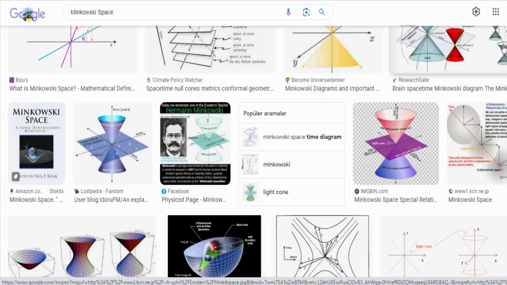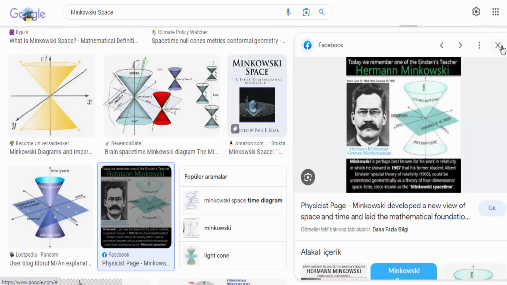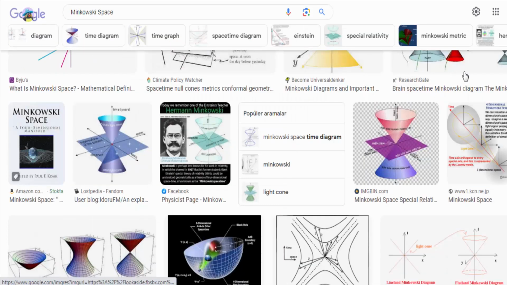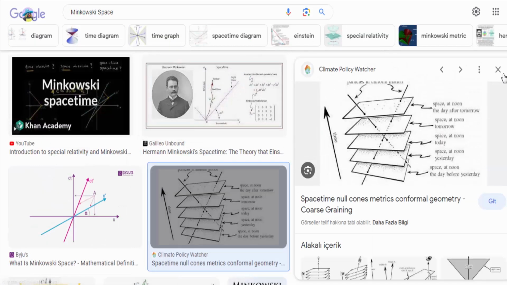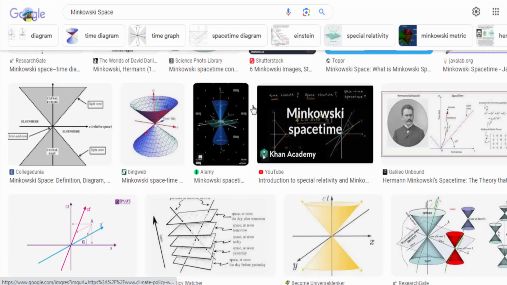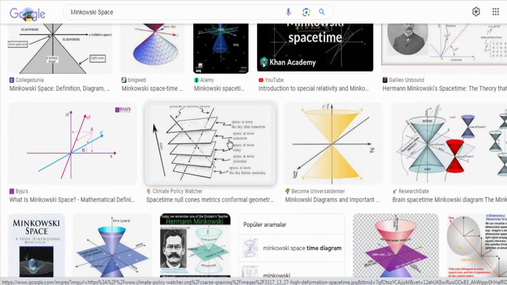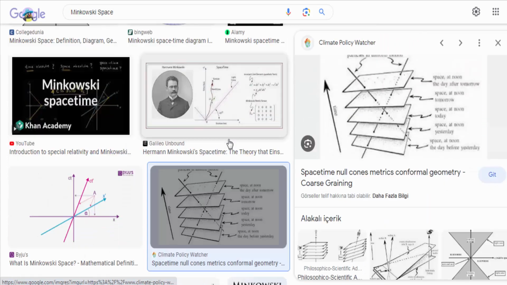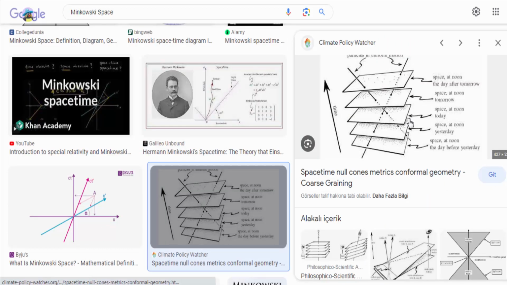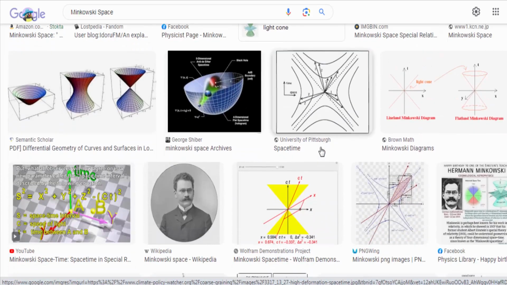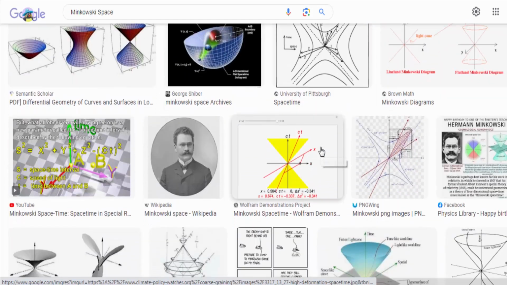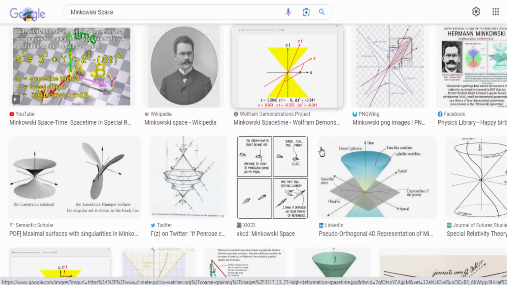Instead of the Pythagorean theorem, which describes distances in Euclidean space, Minkowski space uses a metric called the Minkowski metric or spacetime interval. It is defined as ds² = c²dt² − dx² − dy² − dz². Here, ds² represents the squared spacetime interval, dt is the infinitesimal time interval, and dx, dy, and dz are the infinitesimal spatial intervals in the x, y, and z directions, respectively.